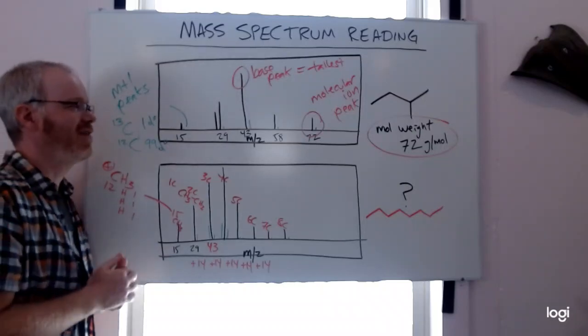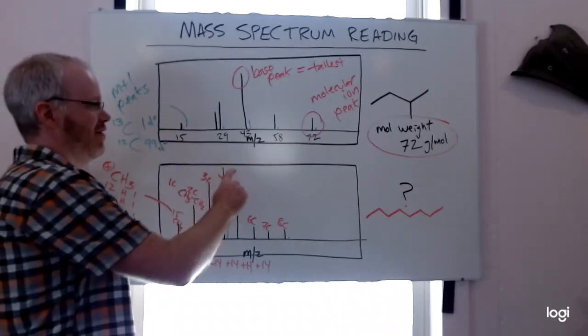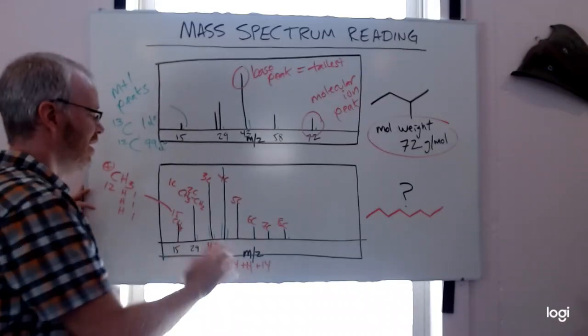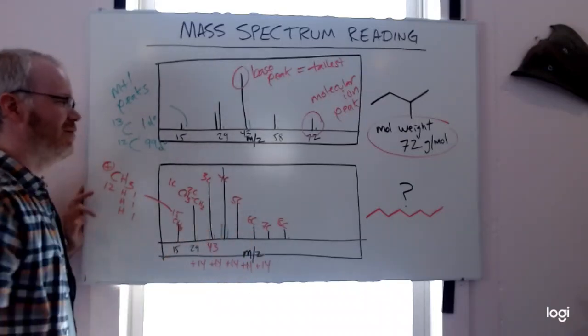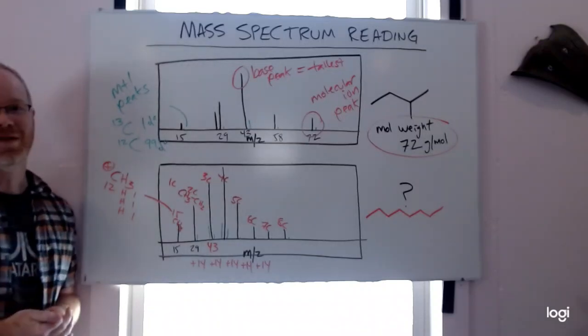The more you look at these, the easier it will be. It just takes practice to think about, all right, is this important, or is that an M+1 peak? And what could these fragments be? Hydrocarbons tend to be the easiest ones to look at.